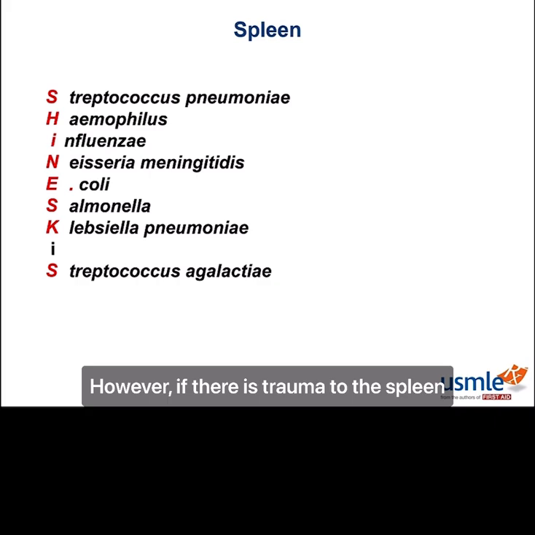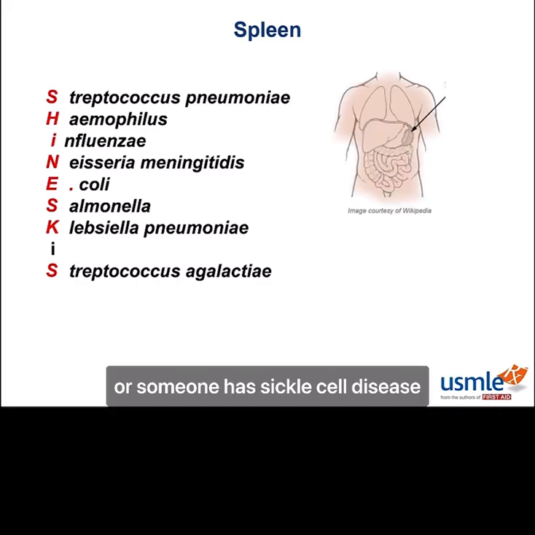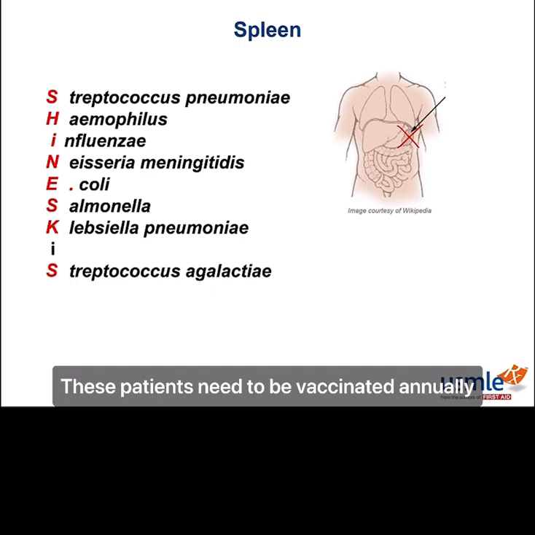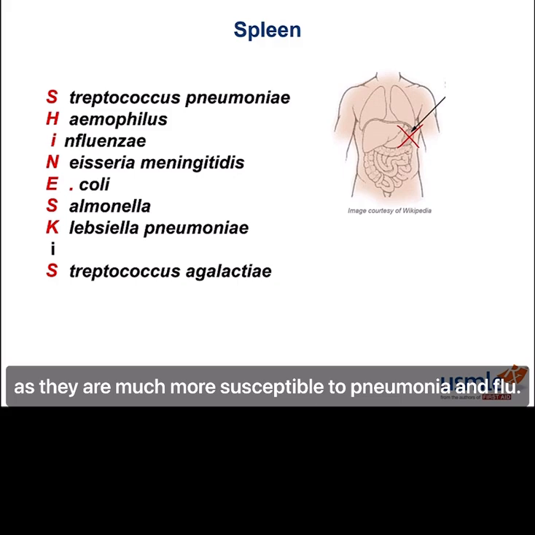However, if there is trauma to the spleen, or someone has sickle cell disease and autoinfarcts their spleen, lack of IgM will allow encapsulated bacteria to proliferate and disseminate throughout the body, causing massive trouble, including septic shock. These patients need to be vaccinated annually as they are much more susceptible to pneumonia and flu.